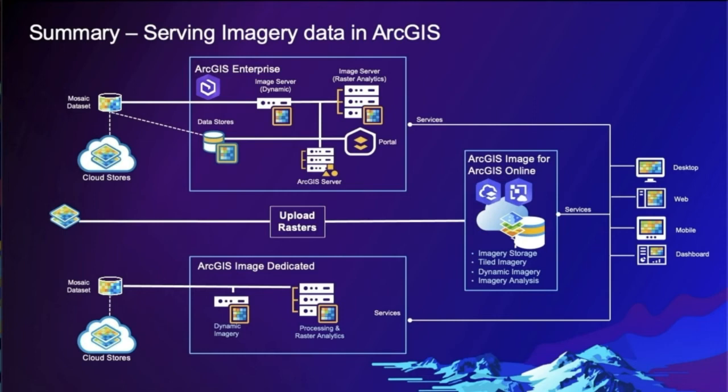Alternatively to ArcGIS Image for ArcGIS Online, we also have another SaaS offering called ArcGIS Image Dedicated. ArcGIS Image Dedicated offers more control on the backend servers that support dynamic image services and perform raster analysis. And the services created by ArcGIS Image Dedicated can also be registered to ArcGIS Online and interact with ArcGIS Online services for image analysis. We are also committed to supporting open data standards.